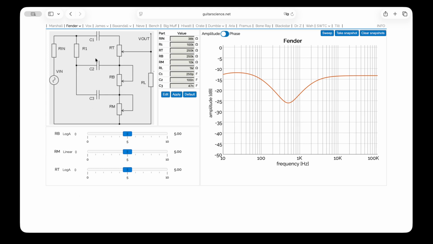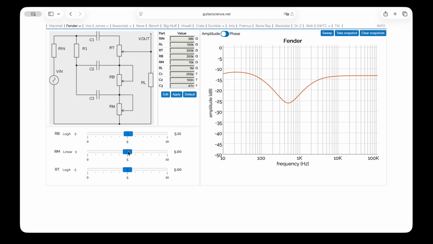And on the top left part of the page here, we have the circuit itself, the schematics. And on the right, we have a plot of the magnitude response, or the frequency response, of the circuit that we are looking at. So if I play with the bass parameter here, that would be the bass knob on a guitar amplifier, you see that the bass response is mostly affected by it, as you would expect.